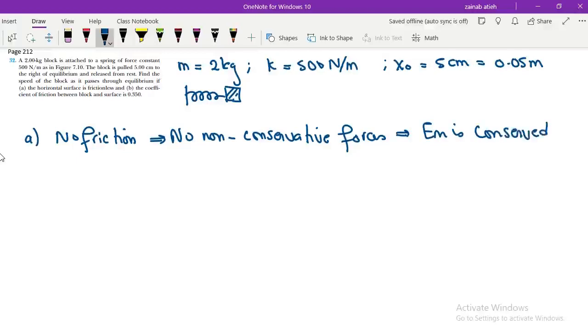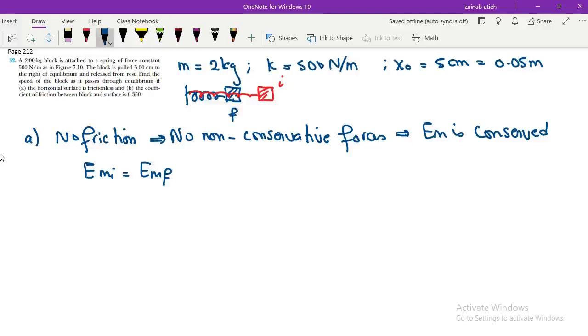I can say that E mechanical initial is equal to E mechanical final. By initial and final, I mean initially, when it was here, we had stretched by x0; this is the initial position. And final is the step where I'm searching for it, when it passes through the equilibrium position.